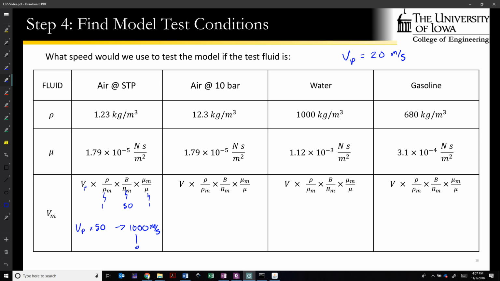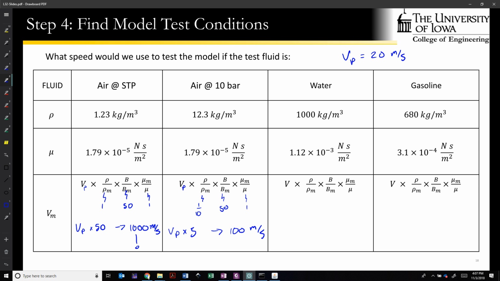What if we cranked up the pressure in our test facility? If we pressurized it to 10 bar, according to the ideal gas law, this means that we scale up the density by a factor of 10 without touching the viscosity. So now our scaling becomes that the density is 1 over 10, because the model scale density is 10 times greater than the prototype scale density. This is still 50, and this is 1. So we end up with Vp times not 50, but 5, which leads to 100 meters per second. This is a much more reasonable number. This is something that a modern wind tunnel can actually achieve.